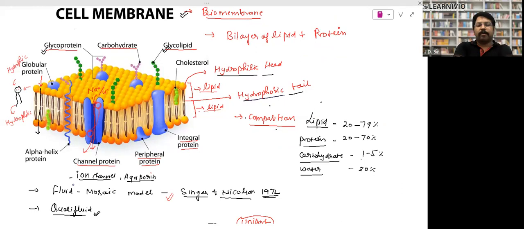right? We have already discussed these channels: uniport, symport, antiport, and aquaporins. These are those channels which we have discussed over there. They are ion channels or aquaporins, right? And we call them channel proteins, right? So this is the structure of plasma membrane. Tell me, is it clear or not?